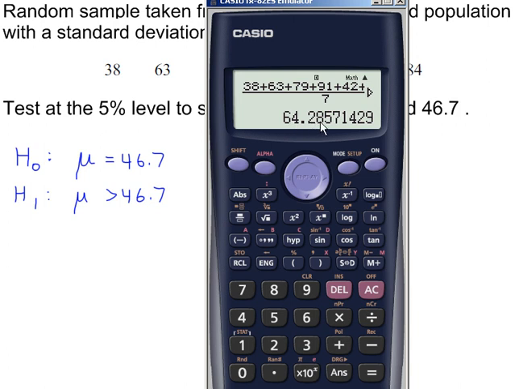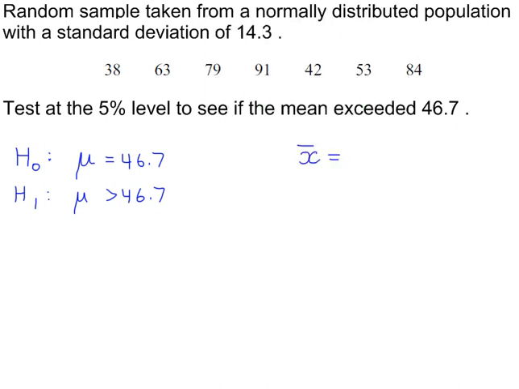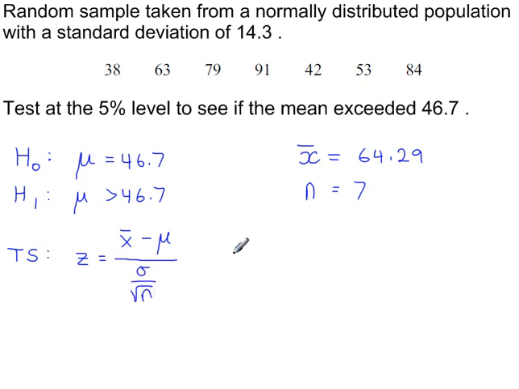64.29. The test statistic is given by Z using this formula straight from the formula book, putting the values in.